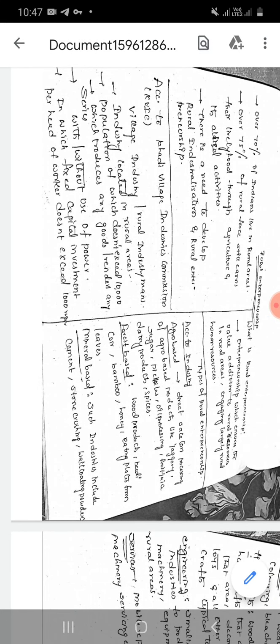Today in this video lecture, we are going to learn about rural entrepreneurship, which is one of the concepts of UGC NET Management, Paper 2, 10th Unit Entrepreneurship.